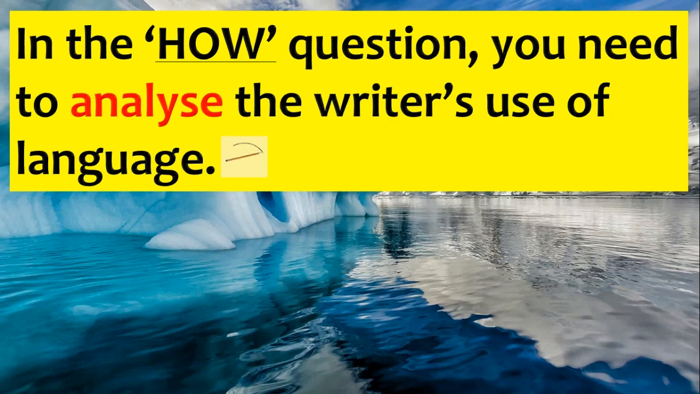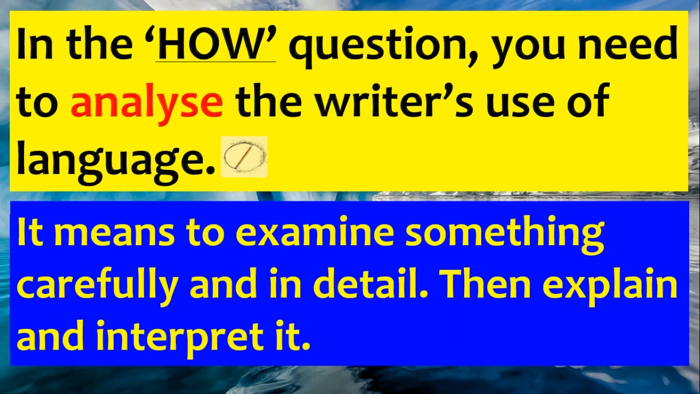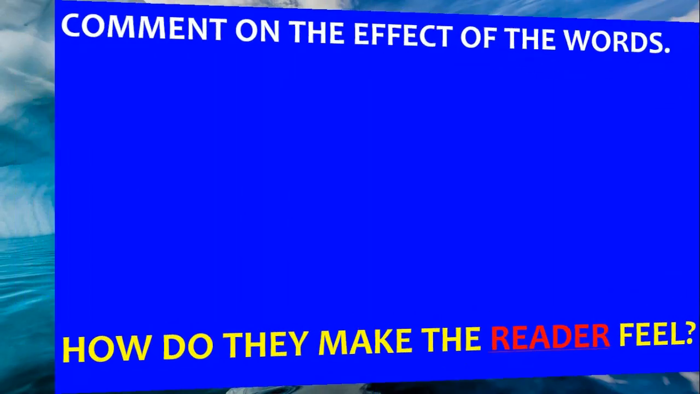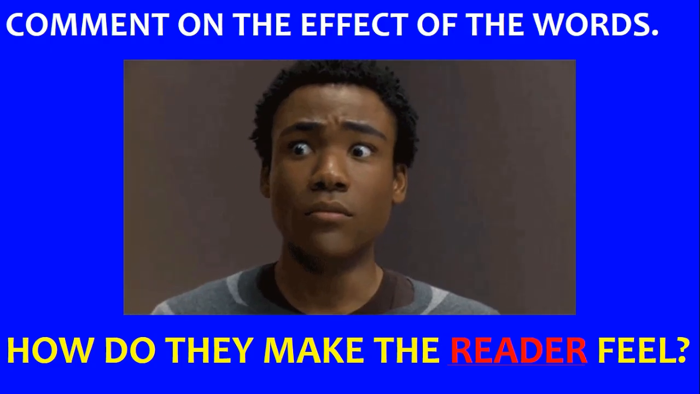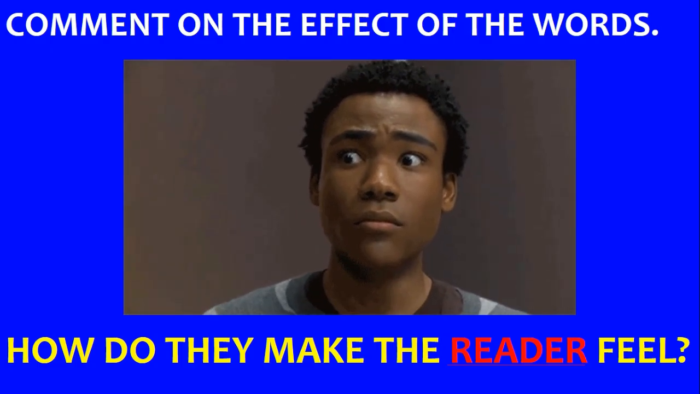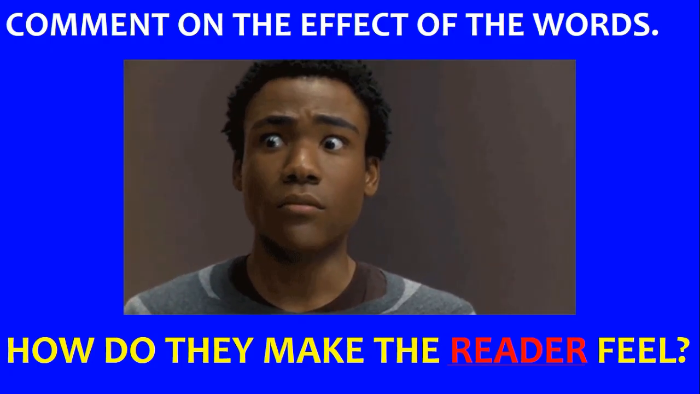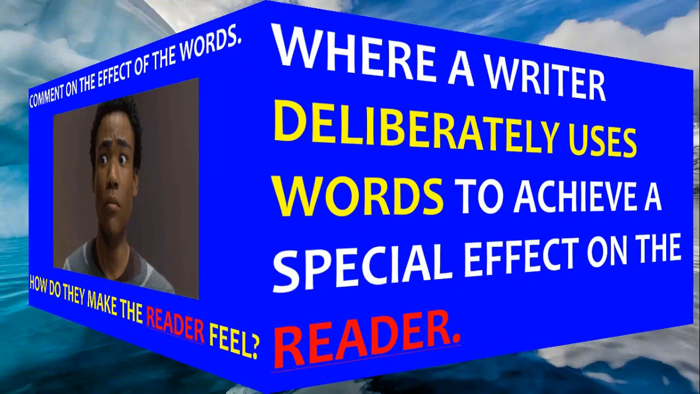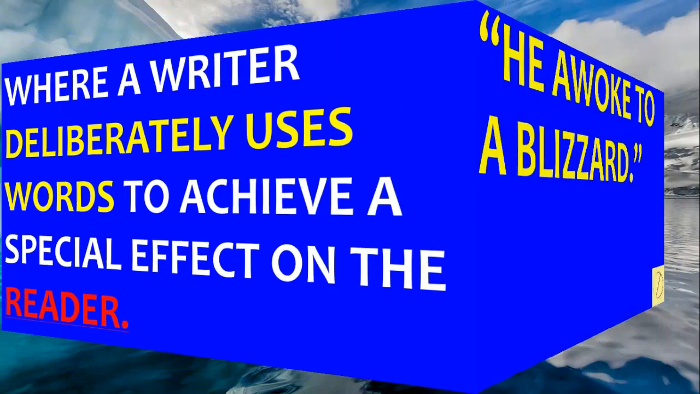So in the how question, you need to analyse the writer's use of language. What does analyse mean? It means to examine something carefully and in detail, then explain and interpret it. So in this question, we're going to comment on the effect of words and how they make the reader feel. So the writer has picked these words for a reason. It's not random. So why has the writer chosen this and what effect do they want the reader to have? So we're looking at where a writer deliberately, so on purpose, uses words to achieve a special effect.